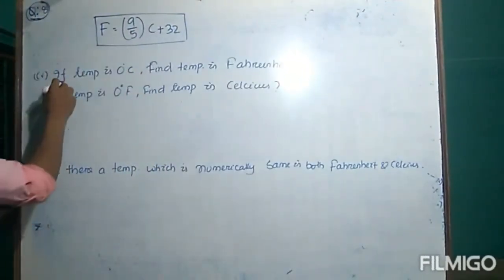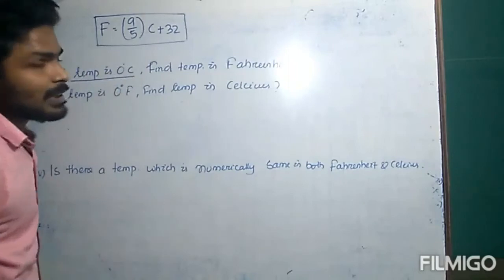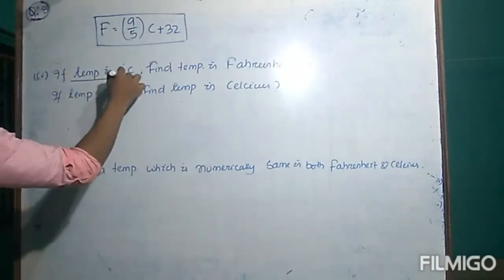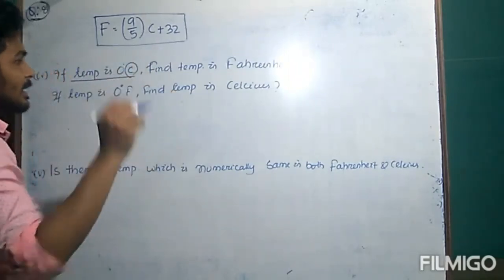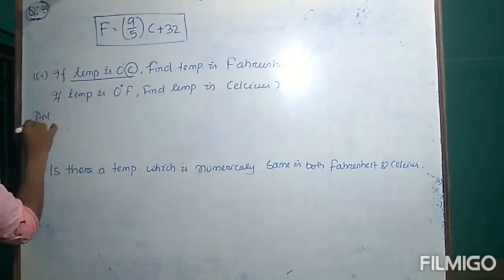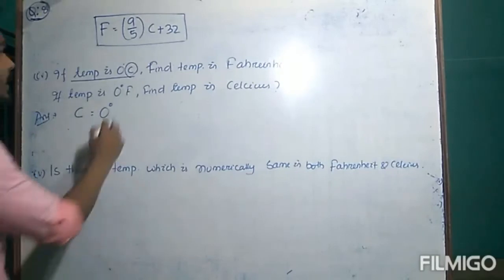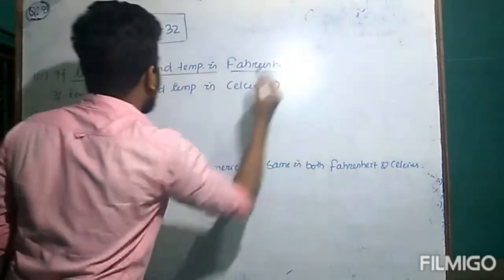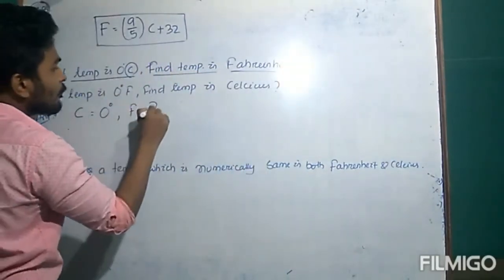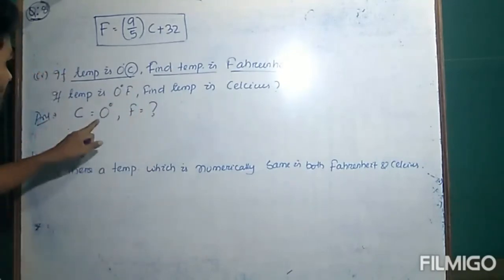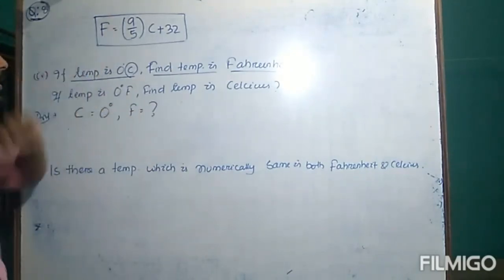Next is the fourth point. In the fourth point it is given: if temperature is 0 degree Celsius. That means the temperature is given in which scale? Celsius scale. So here you can take C is equal to 0 degree. Find the temperature in Fahrenheit. You have to find the temperature in Fahrenheit scale. So simply substitute this value in the original equation.